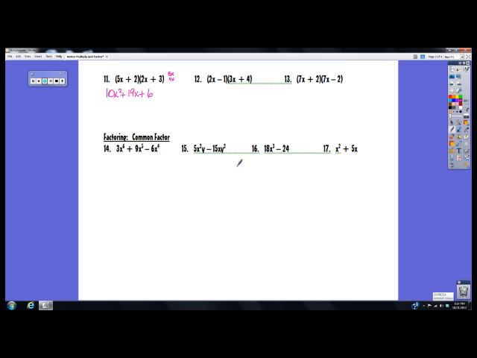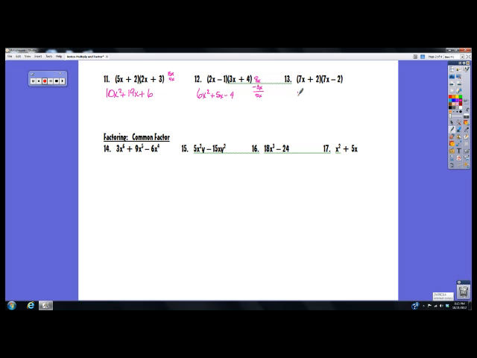Okay, number 12. 2x times 3x is 6x squared. Outsides, 8x. Insides, negative 3x. Combine those. 5x in the middle. Right, multiply the last ones together. Negative 1 and 4 is negative 4. And one more of these.